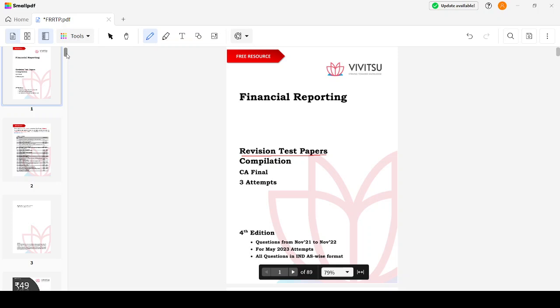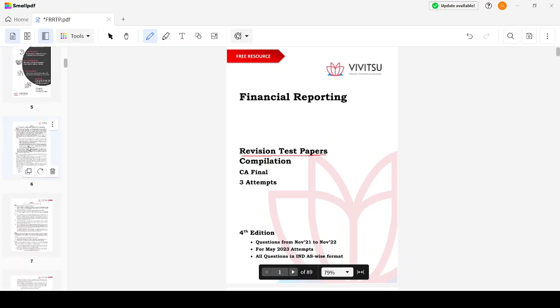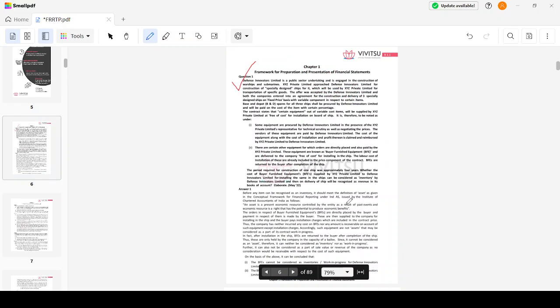So before the May 2023 attempt, let's try to cover all the RTPs and MTPs which are there for the G1 of CA final. So setting this as agenda. So let's move on. So the first topic would be the framework for presentation of financial statements.